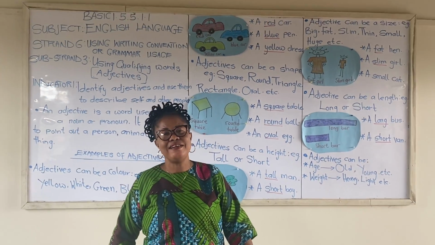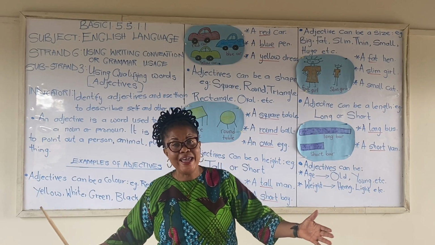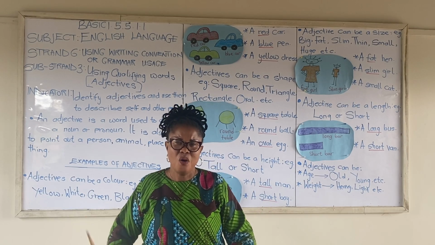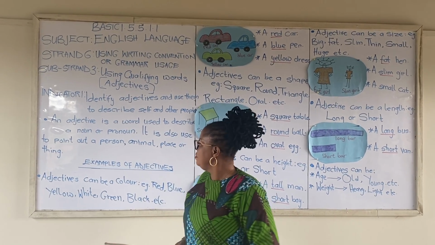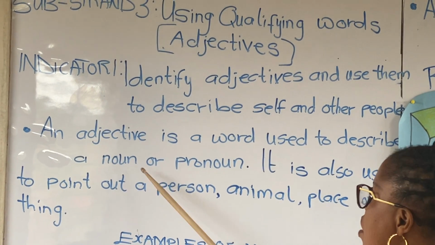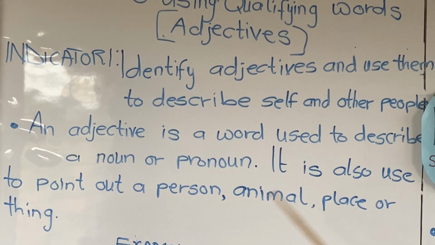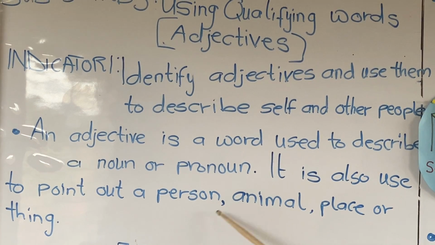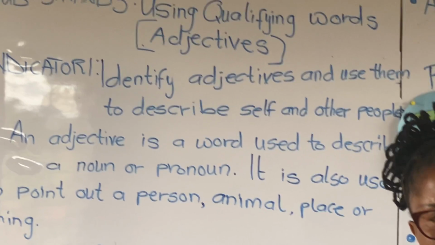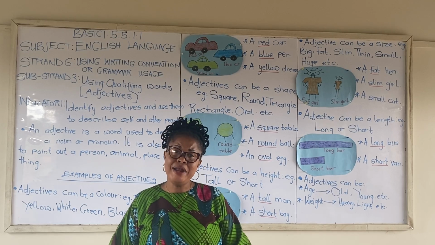In today's lesson, we are going to look at adjectives or qualifying words or describing words. What is an adjective? An adjective is a word used to describe a noun or a pronoun. It is also used to point out a person, animal, place, or a thing. An adjective is used to describe a noun or a pronoun.